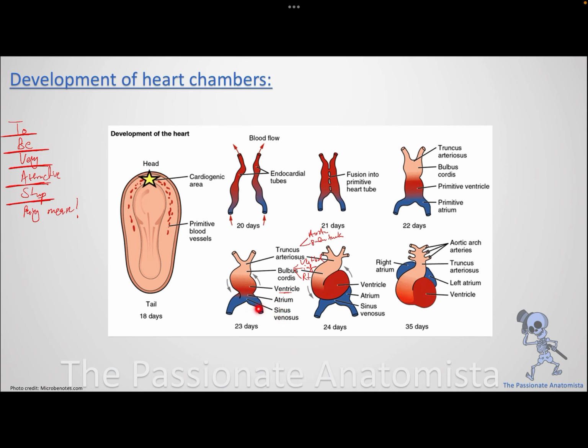The last thing is the right horn, and the right horn will give you the smooth part of the right atrium. So the left horn will give you the coronary sinus, and the right horn is going to give you the smooth part of the right atrium. And we will recap all of these things now.